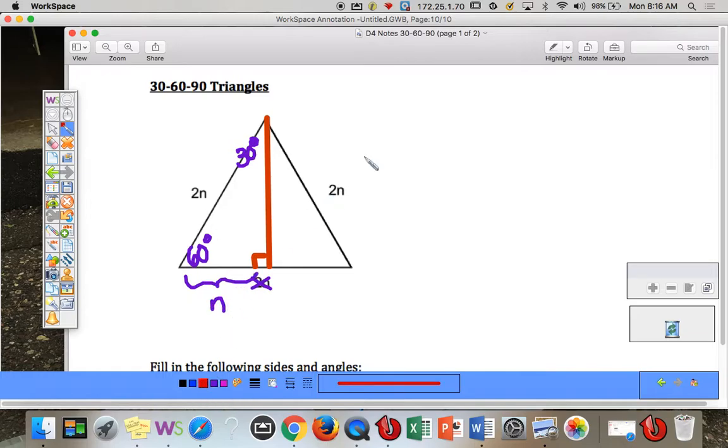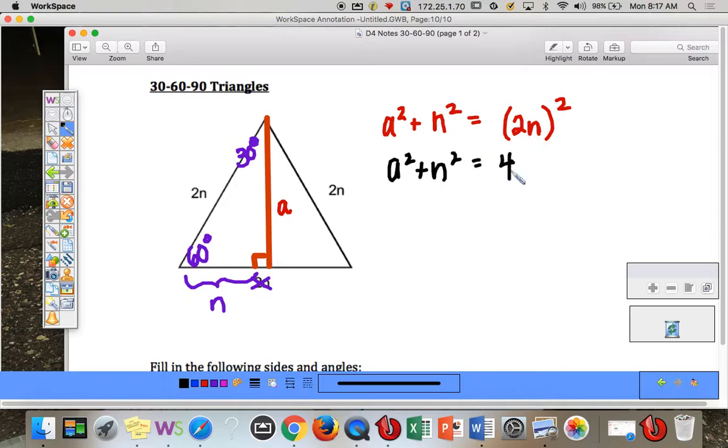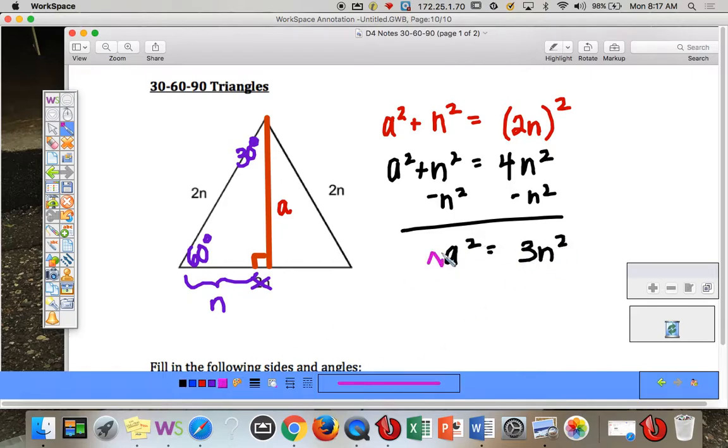And if we use Pythagorean theorem, a squared plus b squared equals c squared, I'll call this side a. So we have a squared plus n squared equals c squared. Here's how we could solve for the side algebraically. We have a squared plus n squared equals 2n times 2n, which is 4n squared. Subtract n squared from each side. A squared equals 3n squared. Take the square root. So the side right here will be, if we have n squared and take the square root, that's just n. So we have n square root of 3.